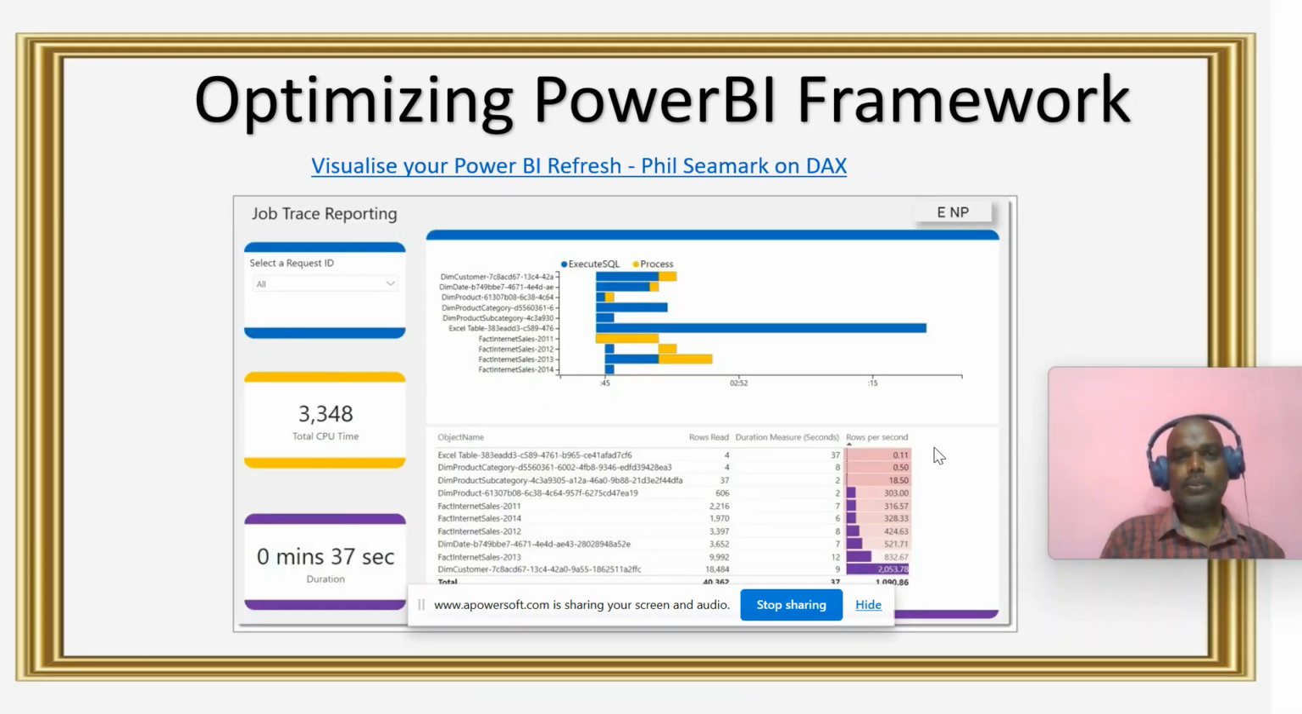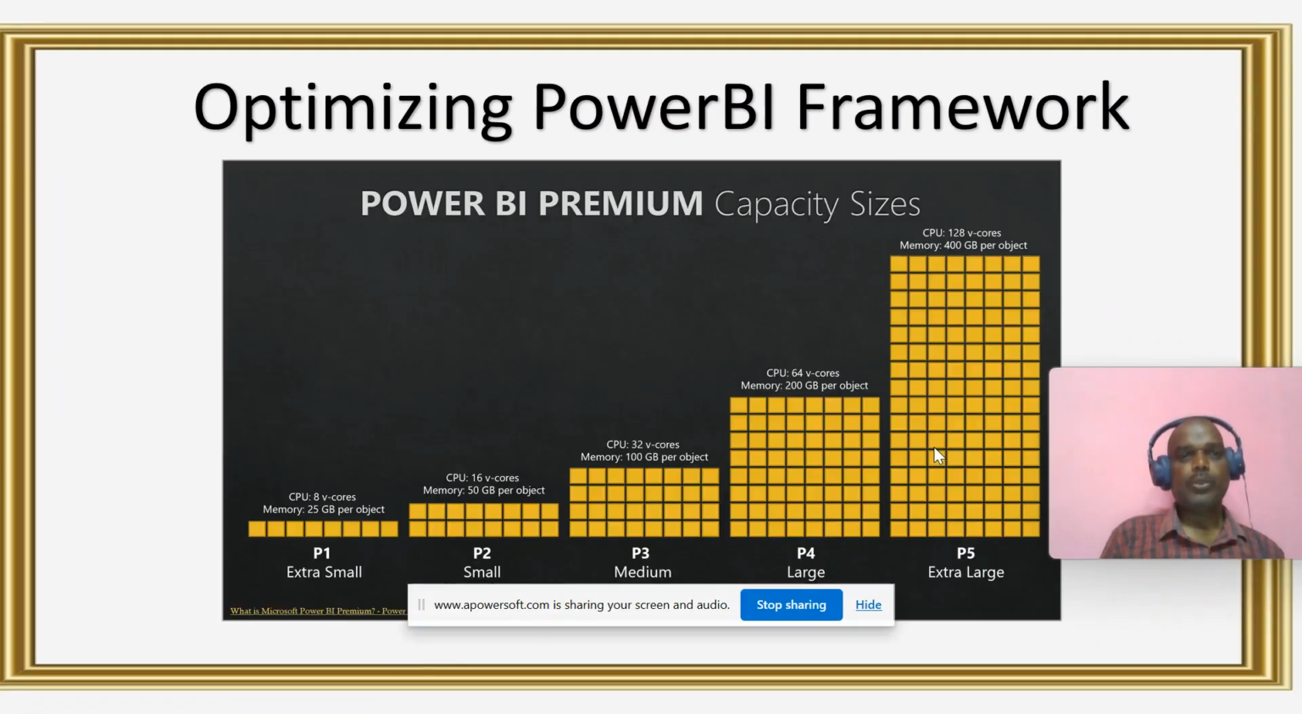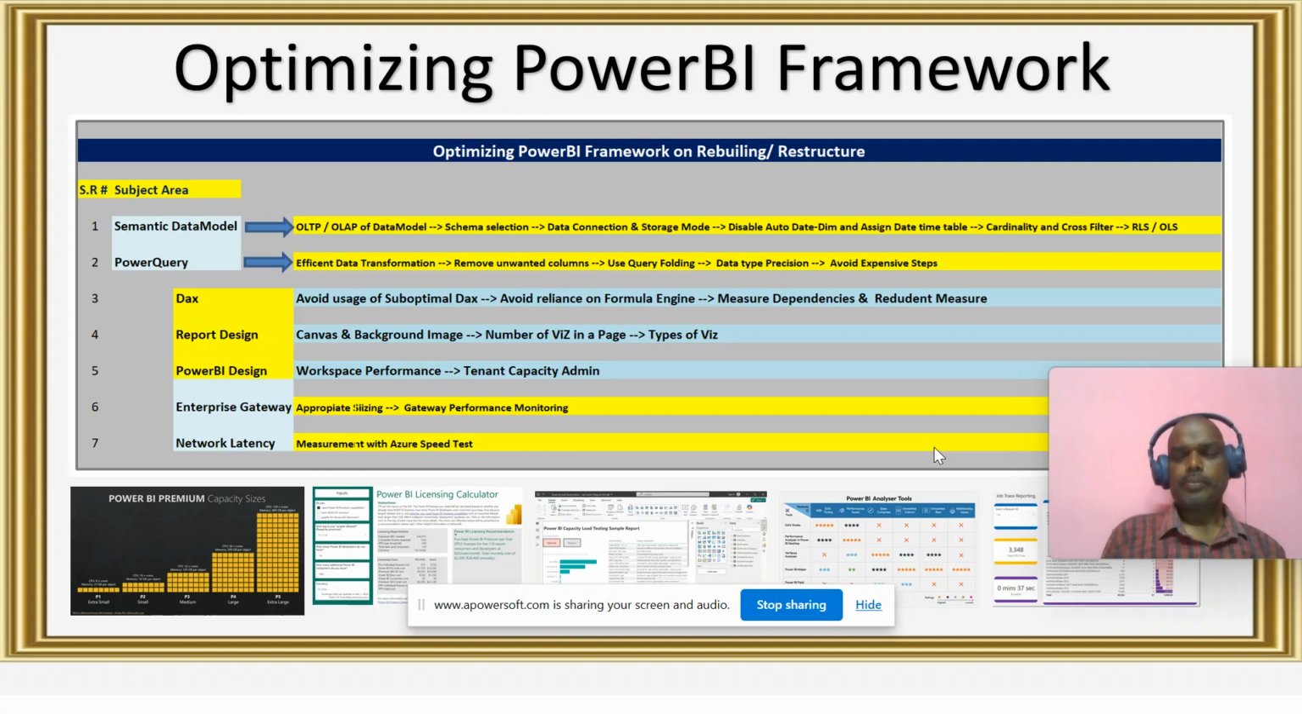This is one of the other tools mentioned by Bill, on visualizing your Power BI refresh. You can select the request ID and see how much CPU time it takes, what duration it takes, rows per second, the duration measurement in seconds, and the row rate. You can track all these metrics here. I hope these slides will definitely help you in optimizing your BI framework. Thank you.